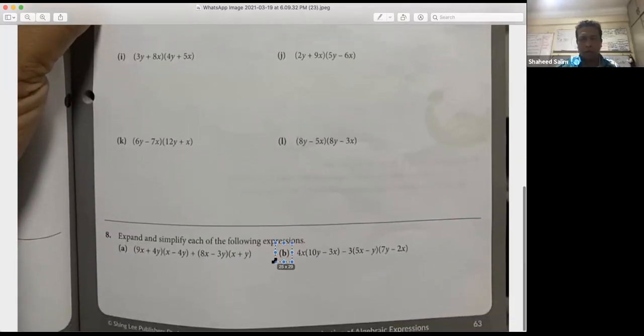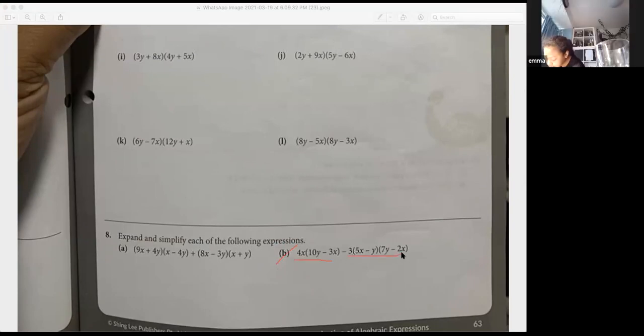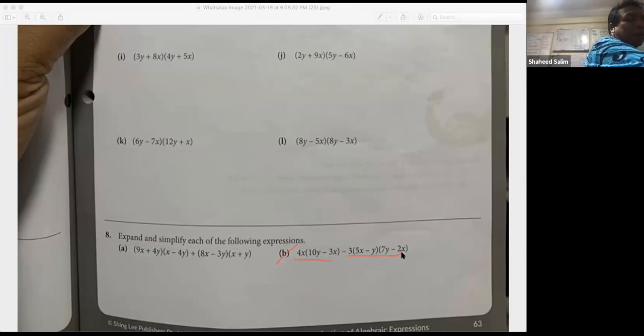Can we try this one? B. 8B. Again, once you times out, you tell me lah, so I just check. Oh, never mind. I tell you, you do all the way. Imagine this is a test, please. Imagine this question is a test. 4 marks.